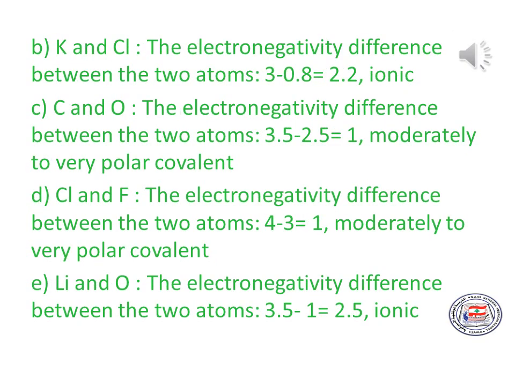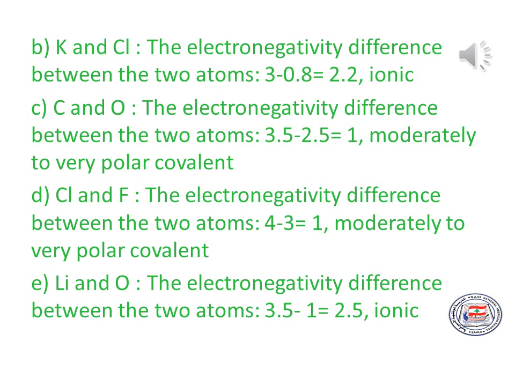Part B, potassium and chlorine. The electronegativity difference between the two atoms is 3 minus 0.8 equals 2.2, which, according to the table, the type of bond is ionic. Part C, carbon and oxygen. The electronegativity difference between the two atoms, 3.5 minus 2.5 equals 1. So the type of bond is moderately to very polar covalent.